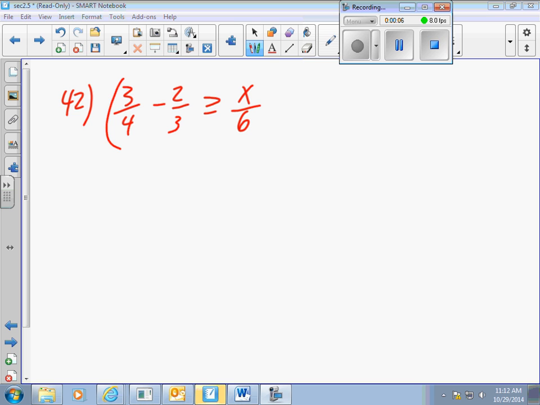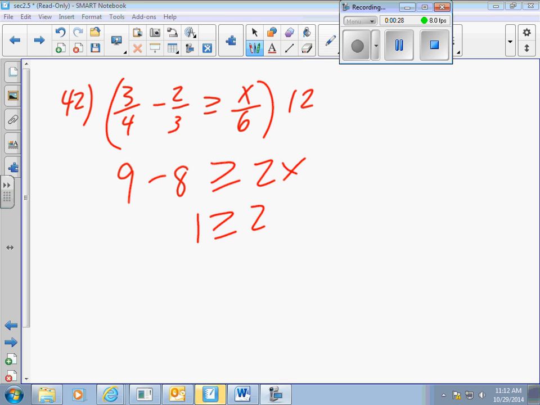The first thing we're going to do is multiply by the common denominator, which is 12. 12 divided by 4 is 3. 3 times the top gives me 9. 12 divided by 3 gives me 4. 4 times the top gives me 8. Bring my sign down. 12 divided by 6 is 2. 2 times the top gives me 2x. So I get 1 is greater than or equal to 2x.